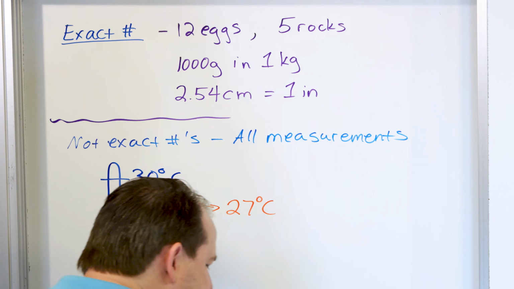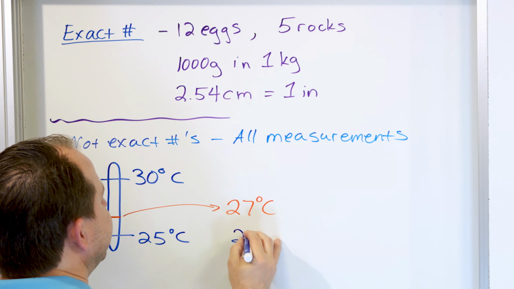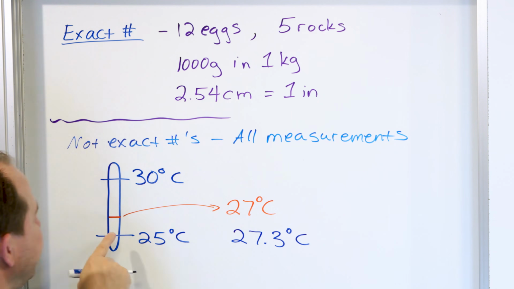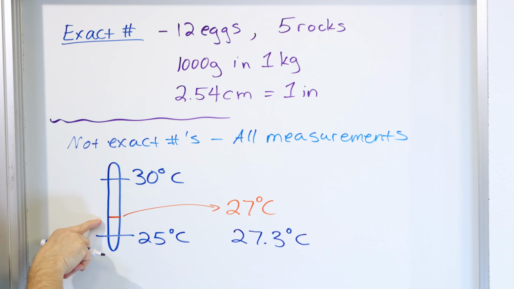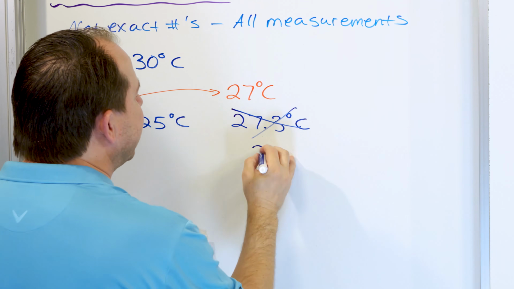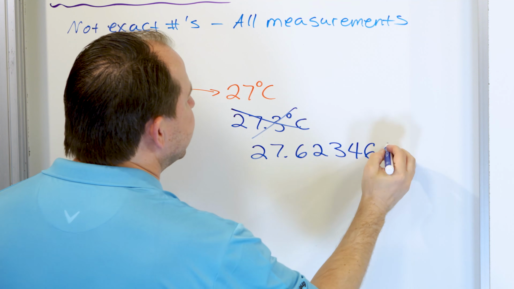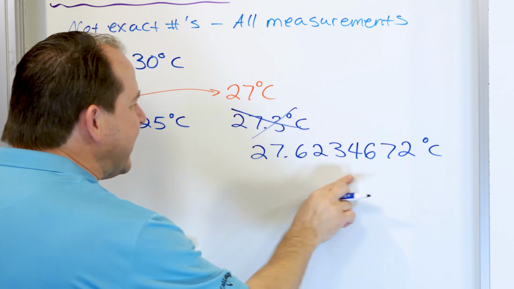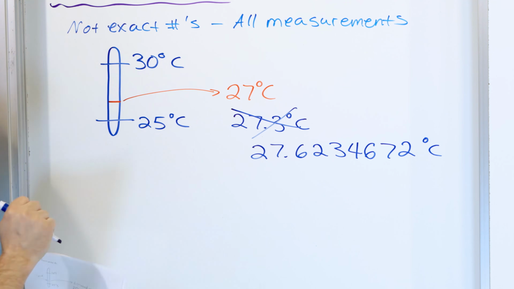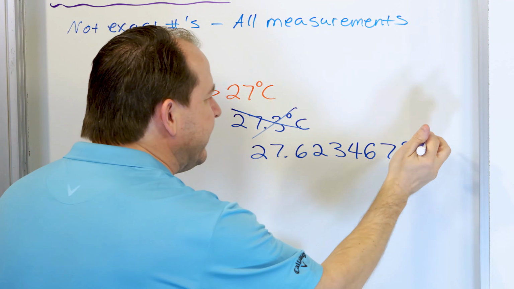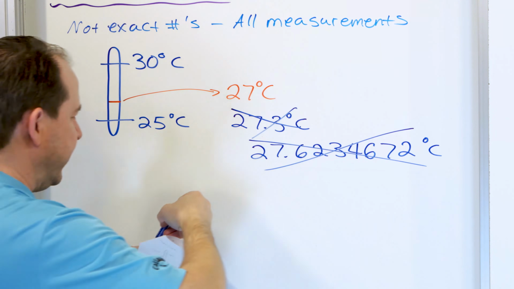However, I would never, ever, ever say that it's like 27.3 degrees Celsius because you can't read that level of detail here. So you would never say that. You would never say it's 27.623449 or 672 degrees Celsius. You wouldn't say that because there's no way we can read a measurement like this and get anything like this. So we know that we can't do things like this.